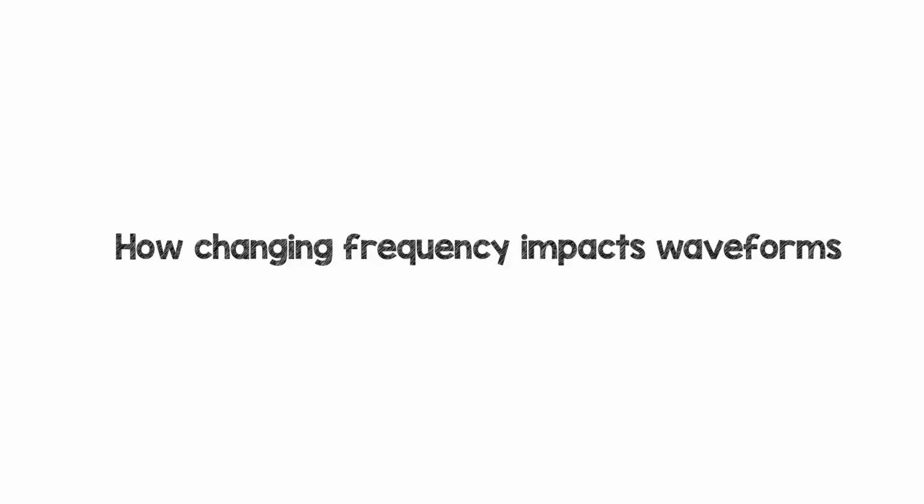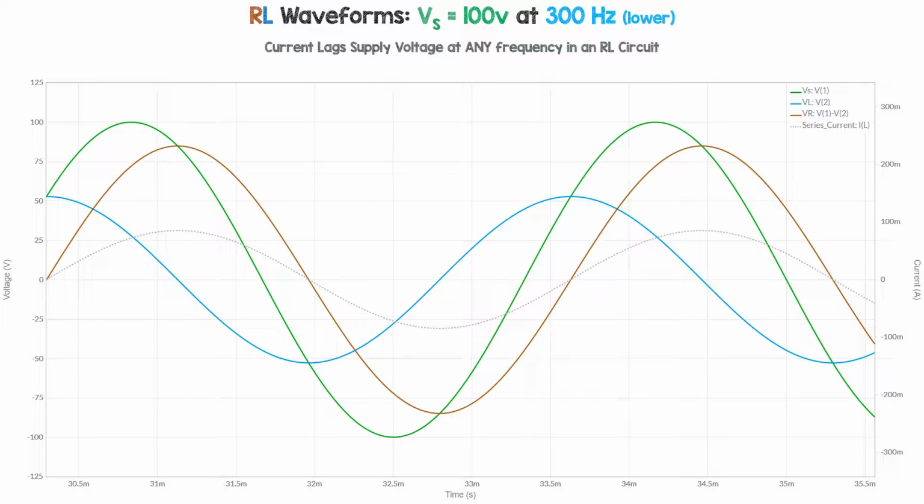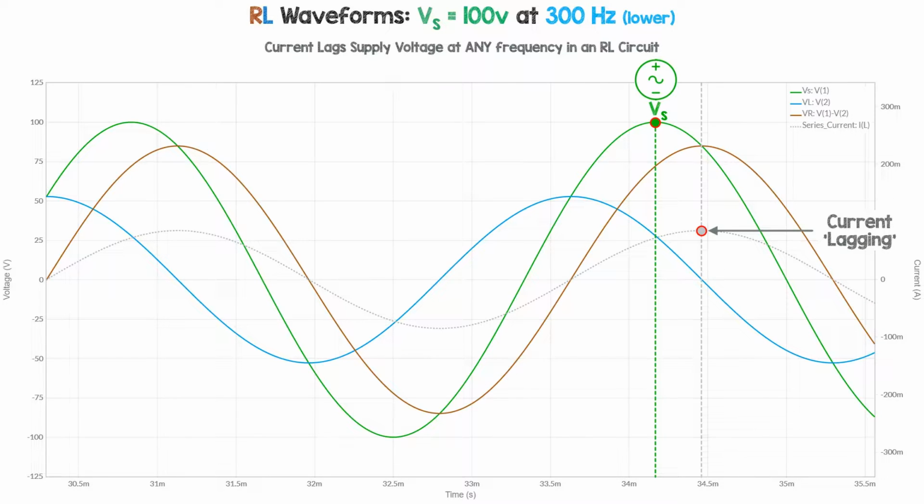How change in frequency impacts waveforms. For all examples in this video, the supply voltage Vs has a 100 volt amplitude or peak value. These are the lower frequency waveforms. We see the current lagging as it does at any frequency in an inductive circuit. The inductor voltage has a relatively smaller amplitude, and the resistor voltage has a relatively larger amplitude.